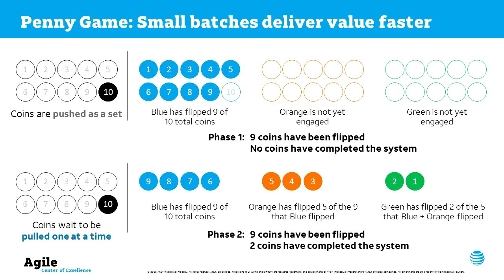What does a penny game teach us? As we decrease the batch size, or the scope, in our case from 10 coins to 1, throughput increases, which enables faster value delivery. Referring to the previous MVP definition, our minimum required functionality is flipped coins. By moving faster through all activities, we get them into our customers' hands faster, and that maximizes our learning opportunity.